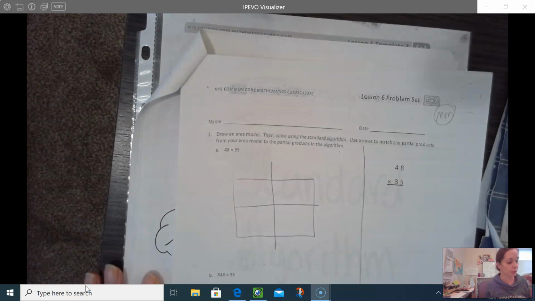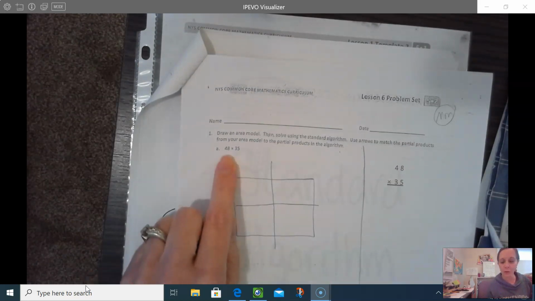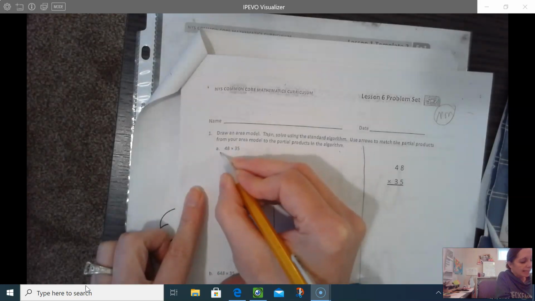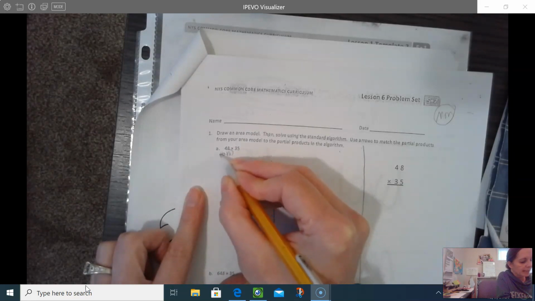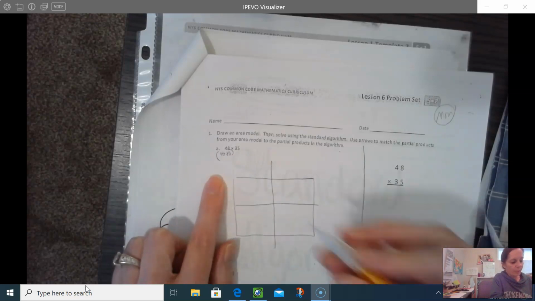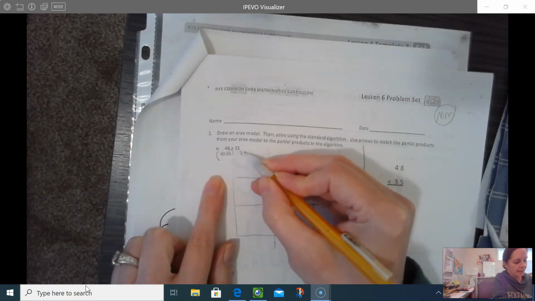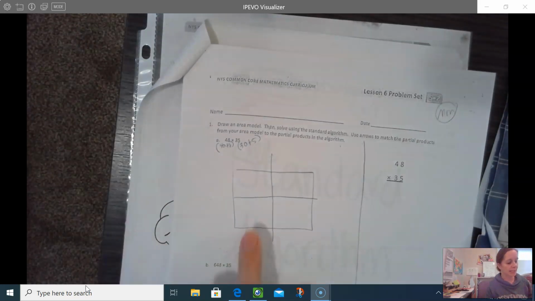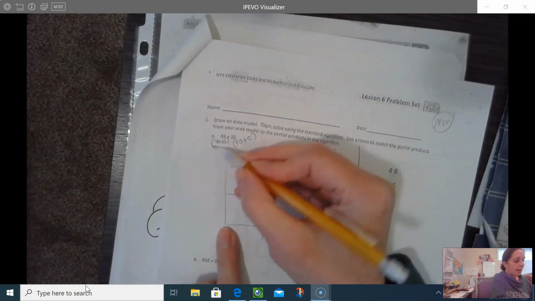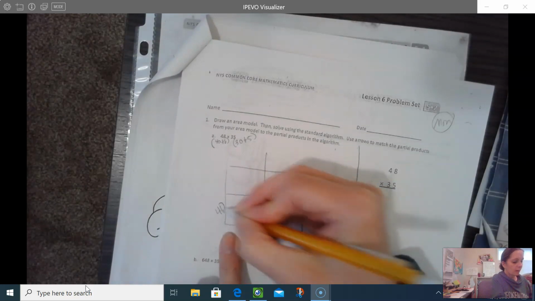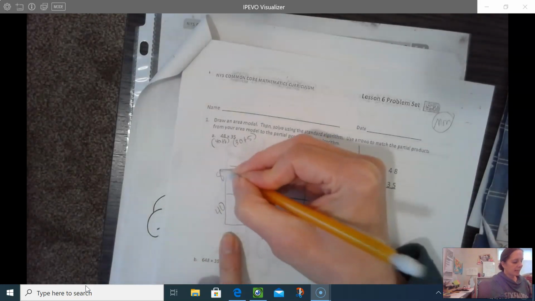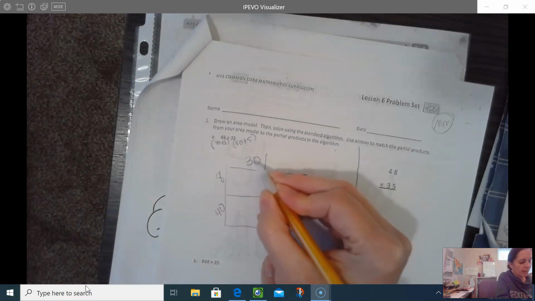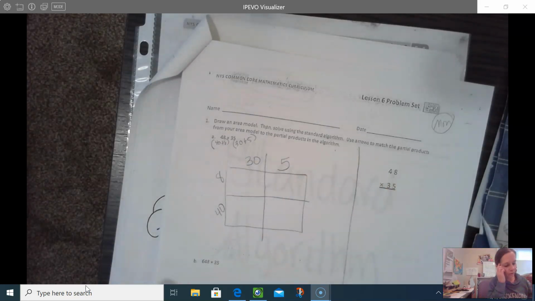The next thing that I'm going to do is break these 2 numbers up into their parts. If I look at 48, I can say that 48 is equal to 40 plus 8. And 35, if I break that up into its parts, tens and ones, is equal to 30 plus 5. Now, the next thing I need to do is set up my box down here. I'm going to start with the 48. The 40 goes right here, and then the 8 goes right there. And then on the top, I've got my 30 on this side, and then I've got my 5 over here.